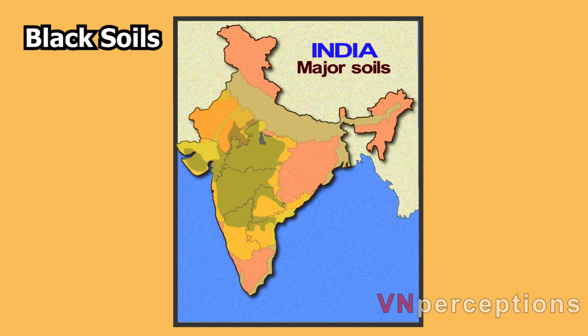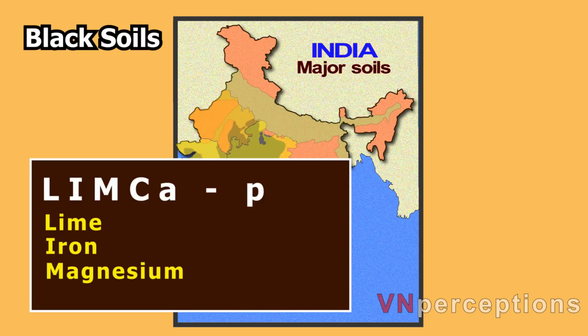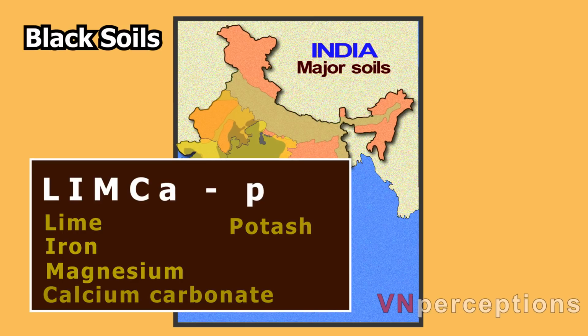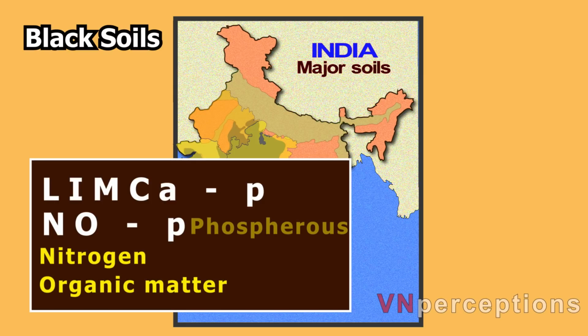This soil has a high proportion of LIMCA P, that is lime, iron, magnesium, calcium carbonate and potash, and it is deficient in NOP, that is nitrogen, organic matter and phosphorus.